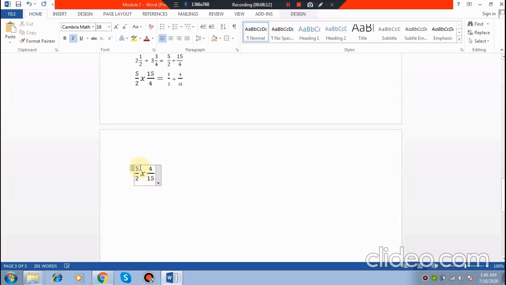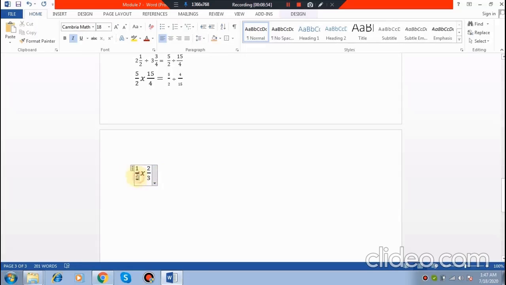We are looking at the common factor here between 5 and 15. So obviously 5 into 5 is 1, and 5 into 15 is 3, right? And between 2 and 4, the common factor is 2. The lowest common factor is 2.